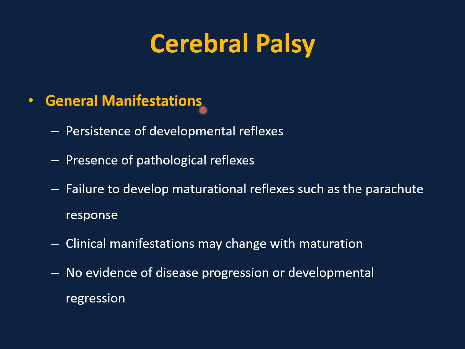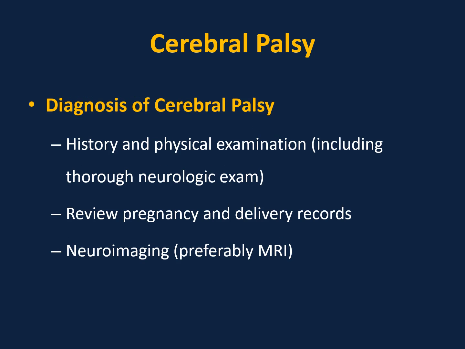We'll continue with the manifestation of cerebral palsy: persistence of developmental reflexes, as we mentioned before, presence of pathologic reflexes, failure to develop maturational reflexes such as parachute response at 6 months. Clinical manifestation may change with maturation. No evidence of disease progression or developmental regression. Diagnosis of cerebral palsy from the history and physical exam. It's a clinical diagnosis including thorough neurological examination, review of pregnancy and delivery record, especially prematurity, neuroimaging, preferably MRI.